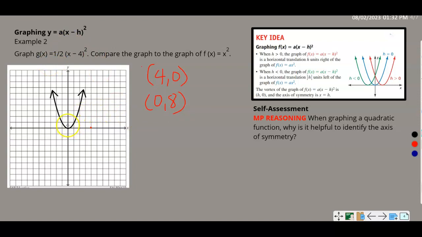So I've got 0, 1, 2, 3, 4, 5, 6, 7, 8. All right, we know this point is going to be reflected across the axis of symmetry. So I'm going to go 4 points in the other direction. And that's going to give me my third point. So you need at least 3 points to graph a quadratic function. So let's go ahead and see if we can graph this.